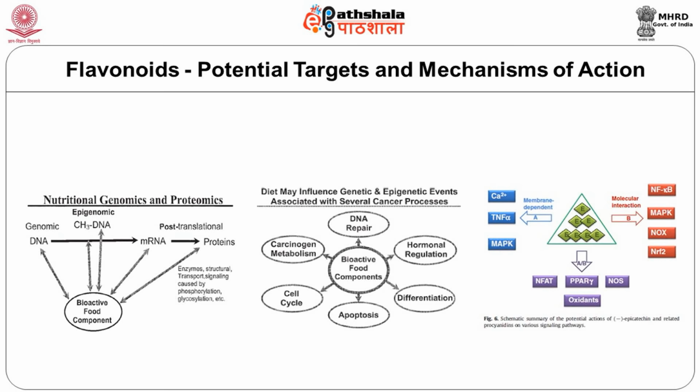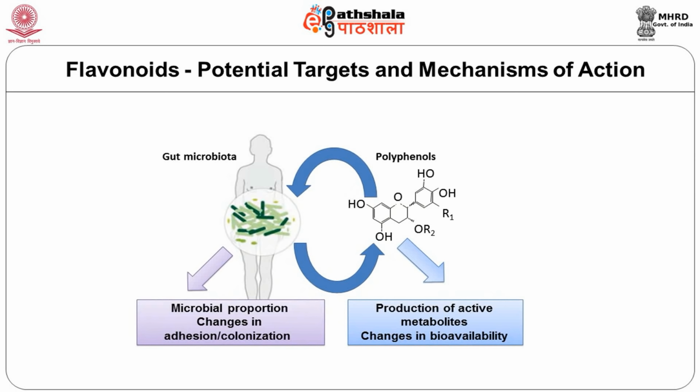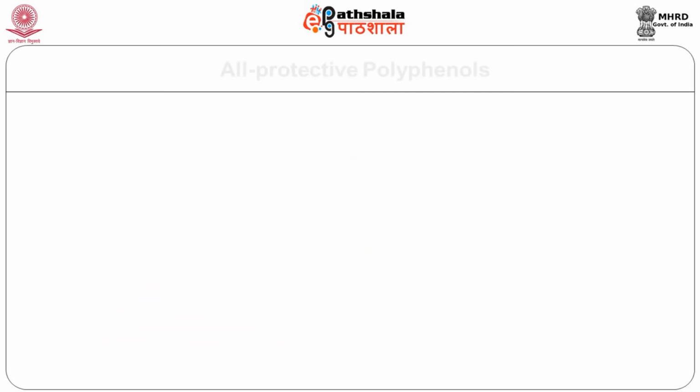So, if we look at polyphenols when they are consumed, the gut microbiota, the microbial proportion, changes the adhesion or colonization, and there will be a possibility of production of active metabolites with changes in bioavailability of some of the polyphenols because of gut microbiota. The protective polyphenols. So, what will the polyphenols do?